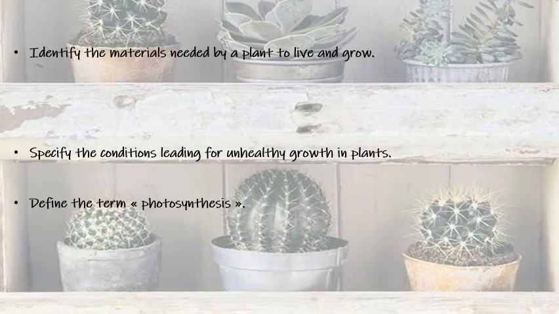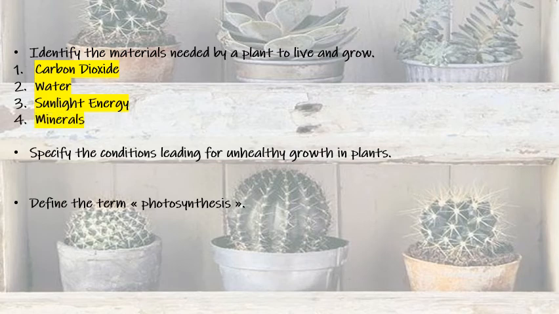We finished the lesson. Guys, what are the materials needed by a plant to live and grow? 4 different materials. Say them with me. Carbon dioxide, right? Water, excellent. Sunlight energy, and minerals. 4 different things. Carbon dioxide, water, sunlight energy, and minerals.